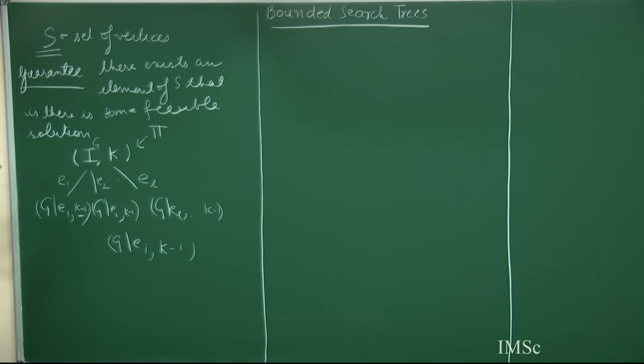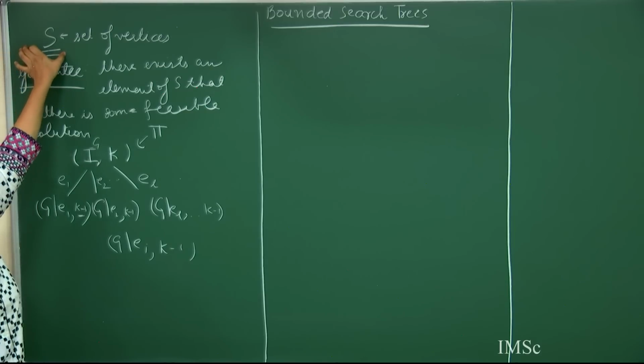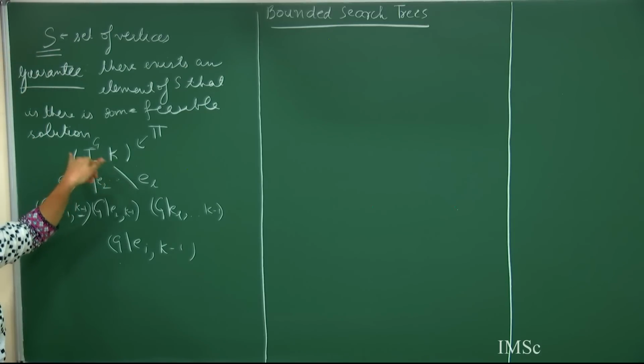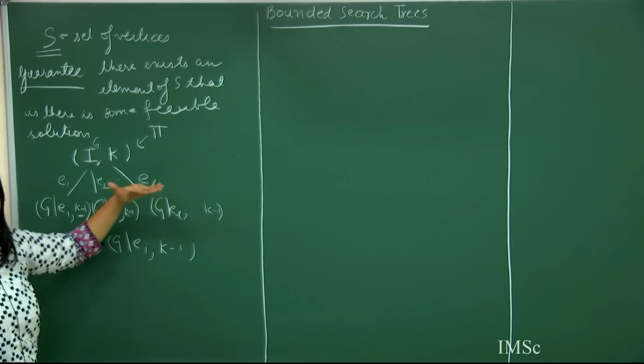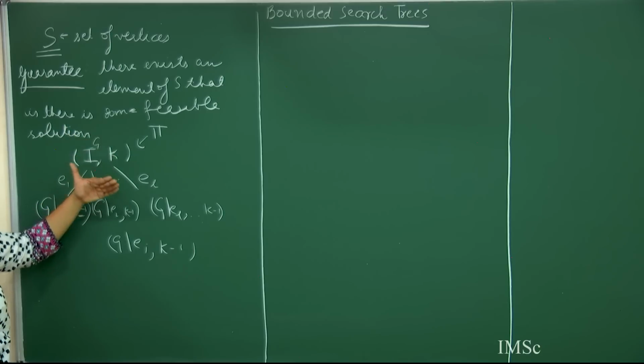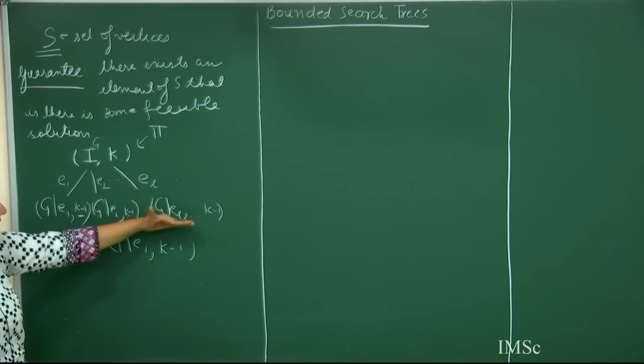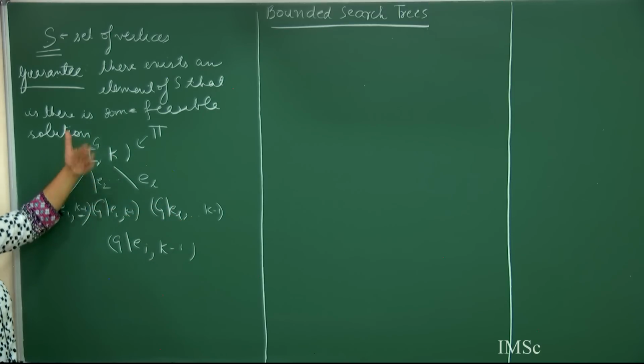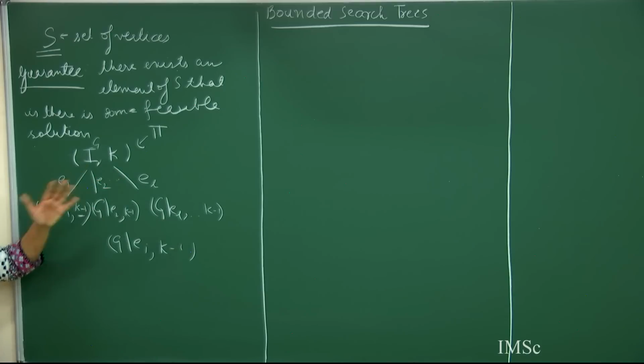And hence what you do, once you find such an S, you have this instance to solve. Instead of solving this instance, you solve all these instances. And if any of these instances is a yes instance, you say that the original instance is a yes instance. Okay, this is the strategy.